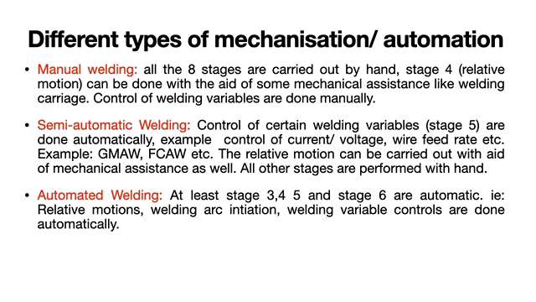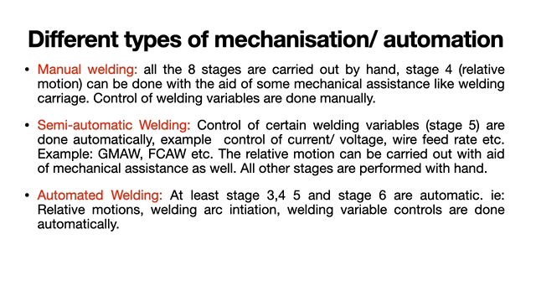And different types of mechanization or automation associated with welding will be like, let us start with manual welding. In manual welding, all the 8 stages which we have discussed shall be done with the human hand itself. Whereas in stage 4, where we do the relative motion, in certain cases we can depute a welding carriage or a mechanized method for movement. So even if stage 4 is slightly mechanized, it comes under the manual welding category. The control of the welding variables is done entirely with human interference.